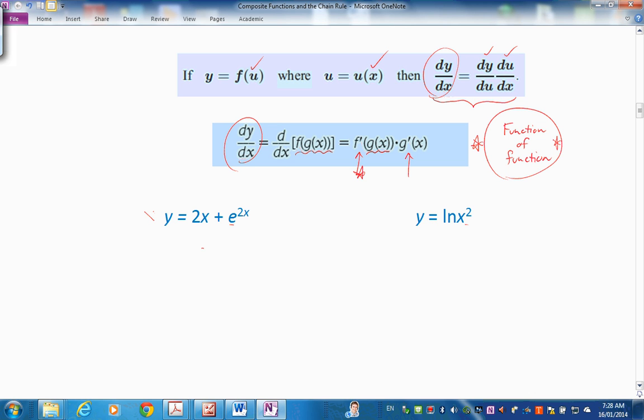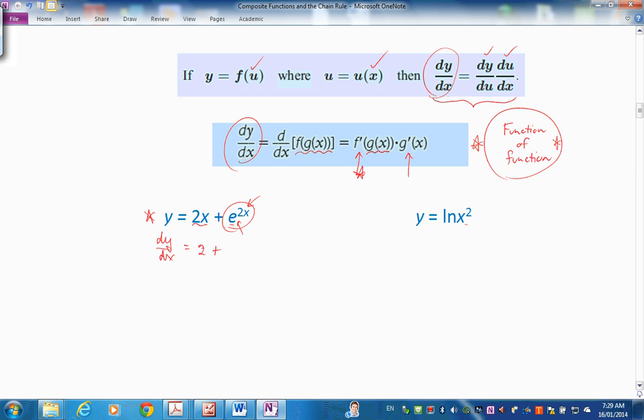So let's come over here and say dy by dx. How am I going to do this? Derivative of 2x is 2. Plus, oh, what's this? It's a function e of a function 2x. There are two functions in here. Oh, I know. I've got to use the chain rule. Because a function of a function tells me what sort of setup I will need to attack with the chain rule.